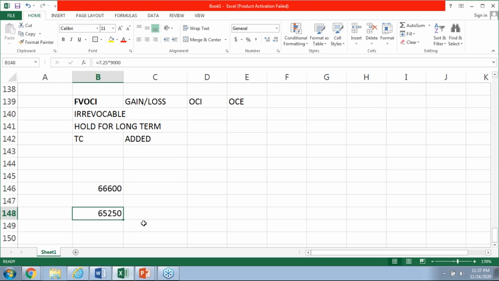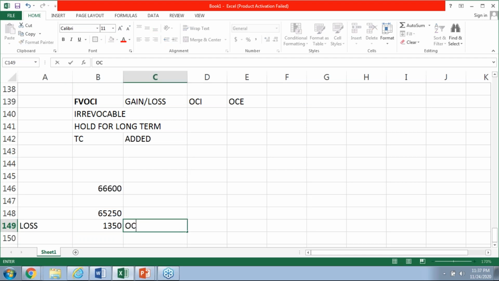If the question asks you to calculate the gain or loss, we have suffered a loss of this amount minus this amount, 1,350, which should be recognized in OCI. So if the examiner asks you to recognize the gain or loss, it should be calculated like this. Is that clear?